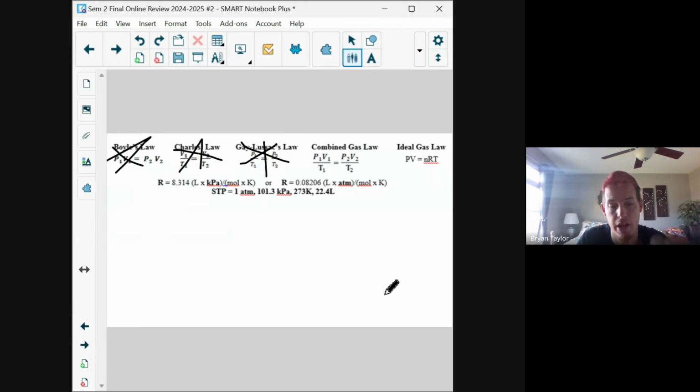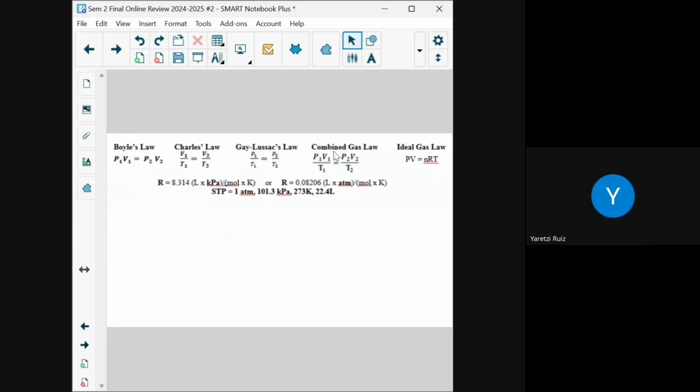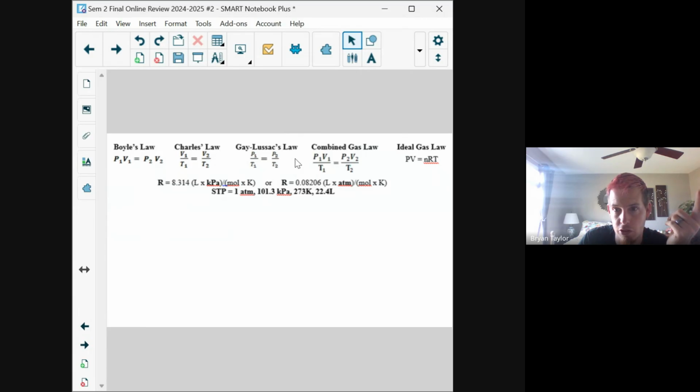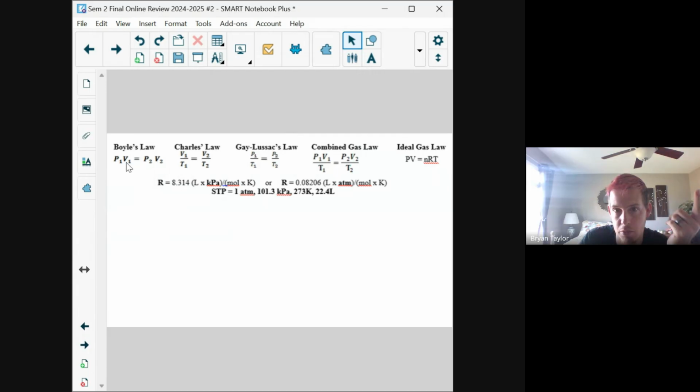Now, if you look, here's the cool part. Do you see how this is called the combined gas law? Look at these 3 and put them together. Do you notice? P1V1 equals P2V2. There it is. V with T at the bottom, P with T at the bottom, P and V with T at the bottom.